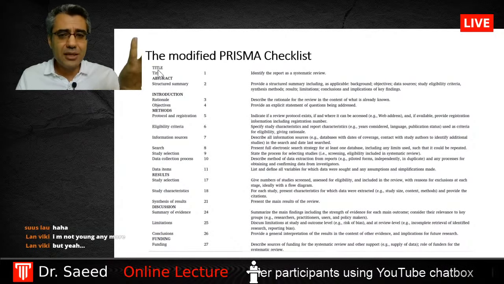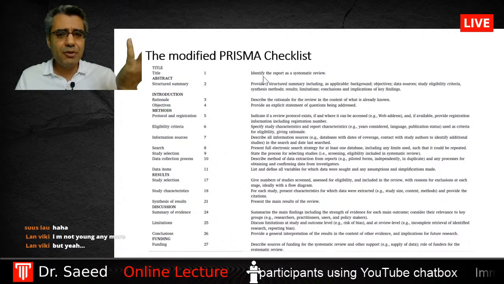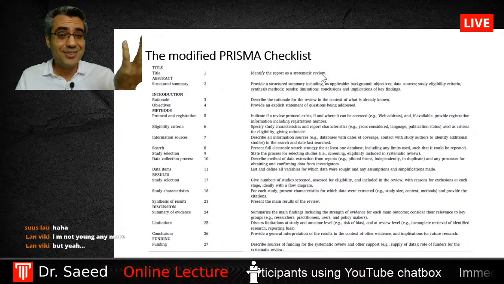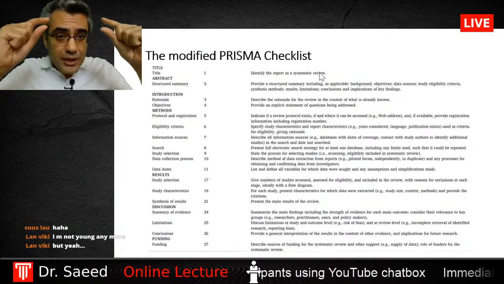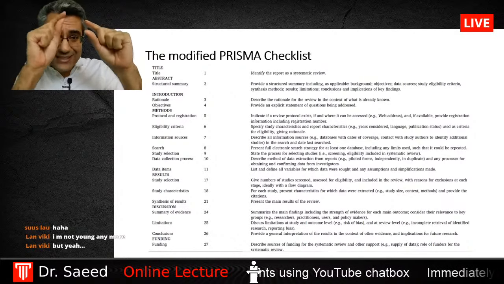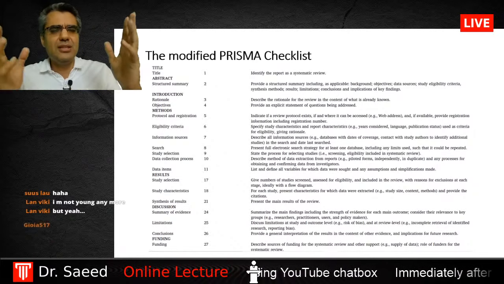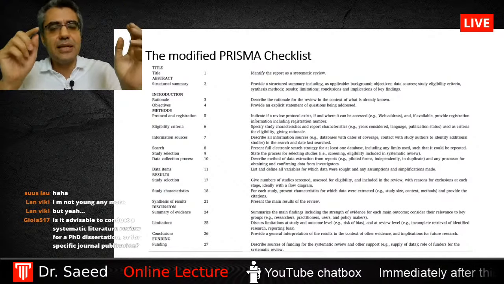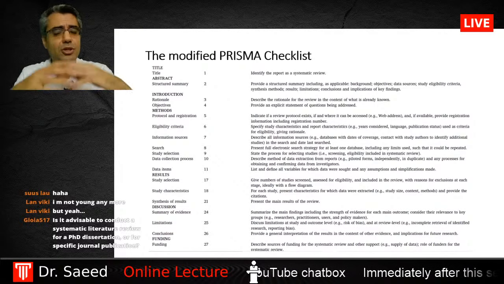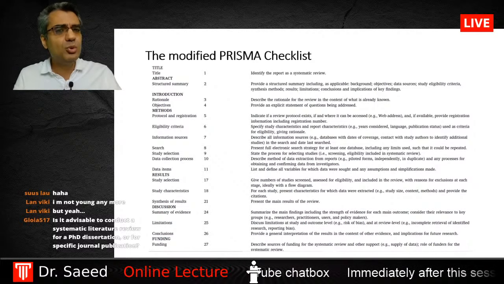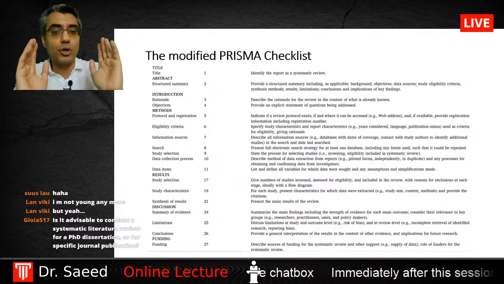For example, title of the paper: identify the report as a systematic review. This means in the title, you need to write systematic review, right? So, gender gap in finance, a systematic review. You cannot write a literature review or critical review. No, you must write systematic review.